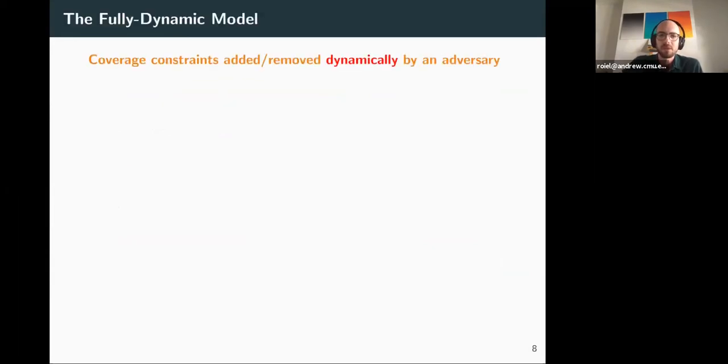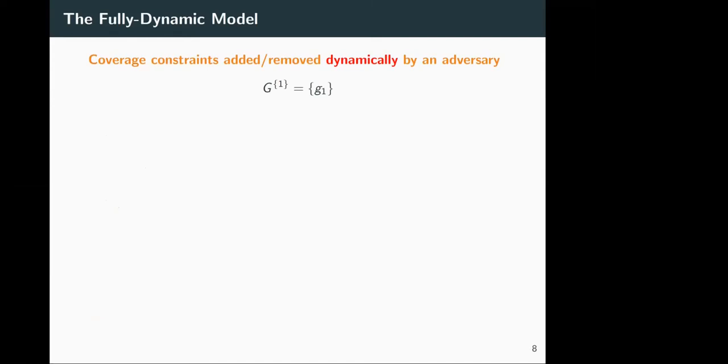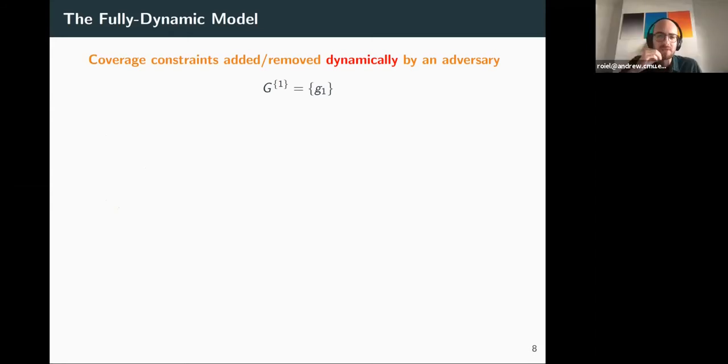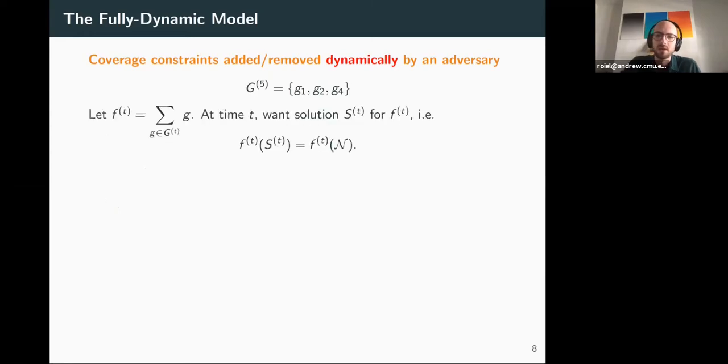So in our model, we want to model constraints arriving and leaving over time. And so we're going to imagine that we are holding on to an active set of submodular functions. This is capital G, and the little g is a submodular function. So at time 1, maybe we have this one submodular function. At time 2, we get another one. Time 3, we get another, and so on and so forth. Maybe at time 5, the third submodular function is deleted. And what we'll do is we'll define f_t to be the sum of all the functions currently in the active set at time t.